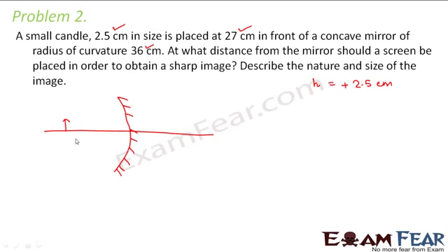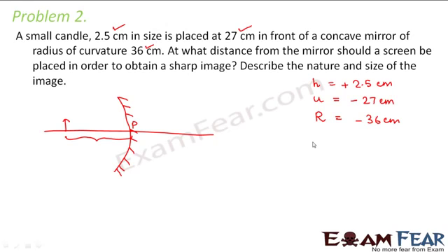And it is placed at 27 centimeters in front of the concave mirror. That means the object distance is 27 centimeters. It is on the left hand side of the pole. Therefore, it is negative. The radius of curvature is given as 36 centimeters. So the radius of curvature for this sphere will also fall on this side. So this would be negative, right?